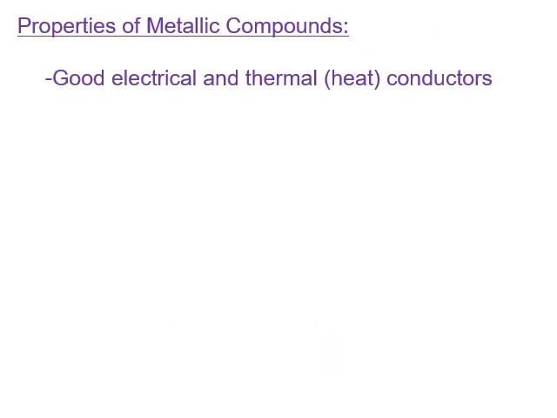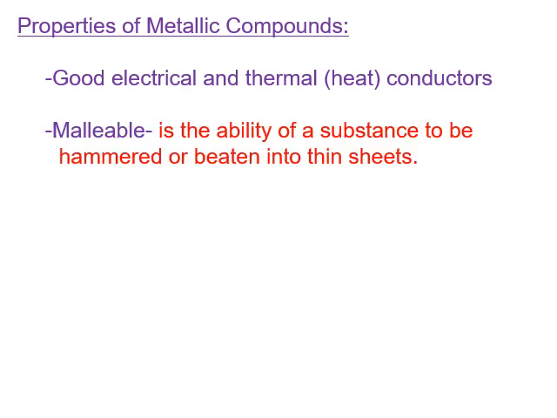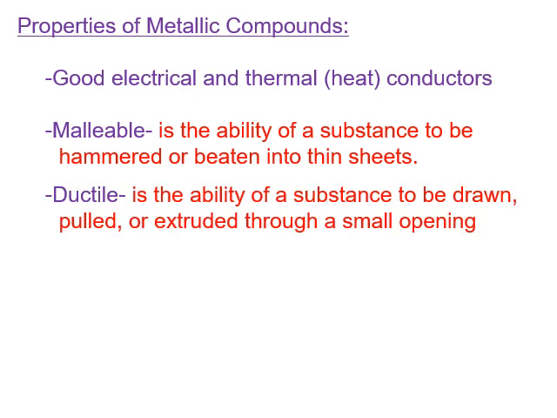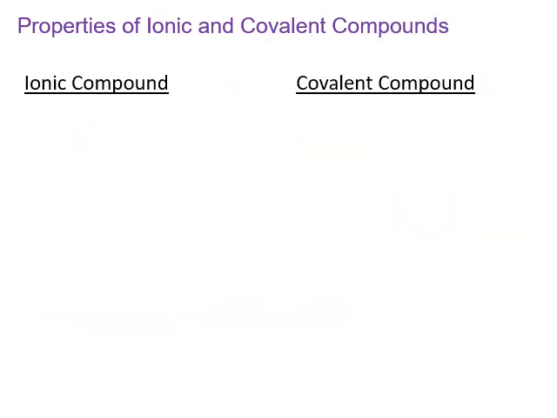And so some properties of metallic compounds. They're good electrical and thermal or heat conductors. They're malleable, which means you can change their shape easily. They're ductile. They can be drawn or pulled. I like to think of a wire. You can stretch them out. They're shiny. Yeah, and I think that's it for metals.